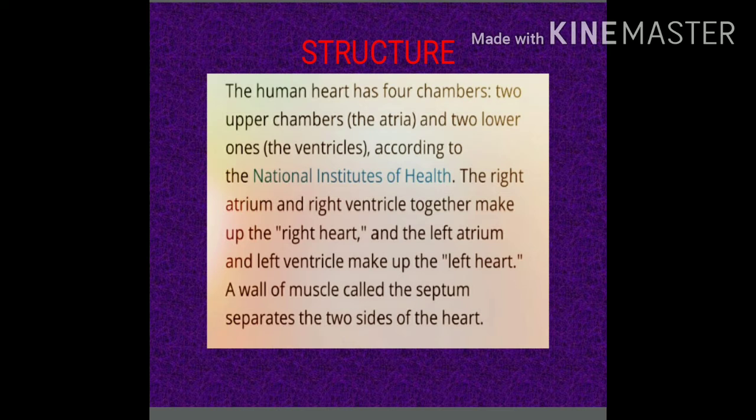Let me describe the structure of the human heart. The human heart has 4 chambers, 2 upper chambers called the atria and 2 lower ones called the ventricles. The right side and the left side of the heart work as 2 pumps, and a wall of muscle called the septum separates the 2 sides of the heart.